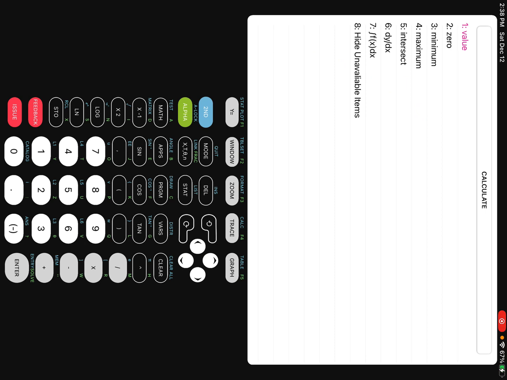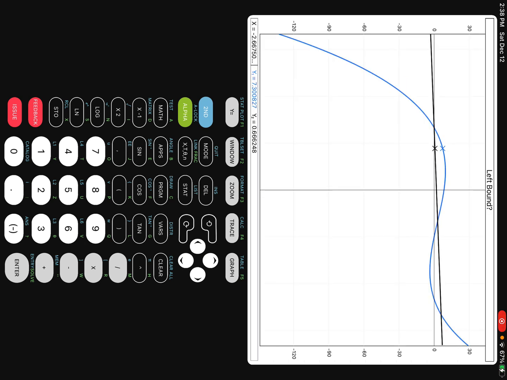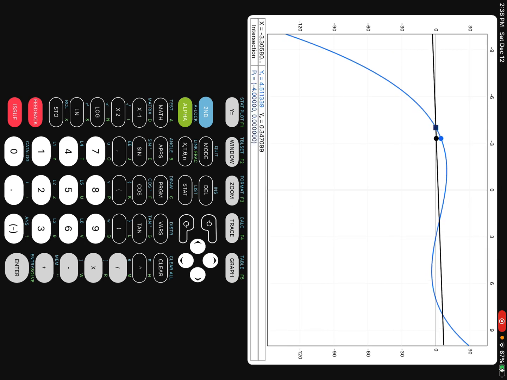Okay, so we're going to hit second and trace, 5 for intersection. So we're going to go from left to right. We're going to make those two x's go to the left of the first intersection point, hit enter, then go to the right, hit enter again. So the first one, you can see down there is -4, 0. That's the first one. So we're going to find all of them before we go back.